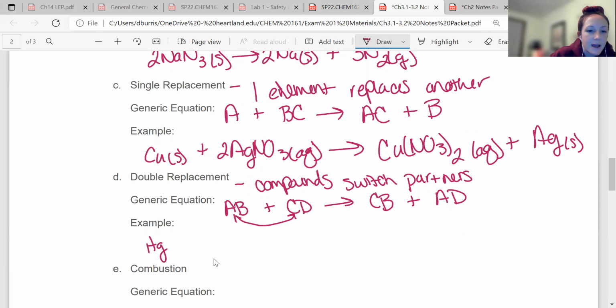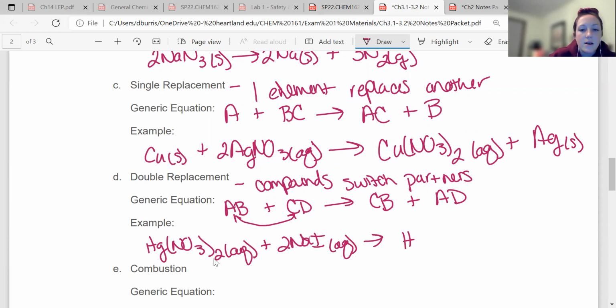So here was that example I had before, mercury nitrate and sodium iodide. So that's two compounds. So they just switch their anions. So now I have mercury iodide, which is a solid, and sodium nitrate, which is aqueous.